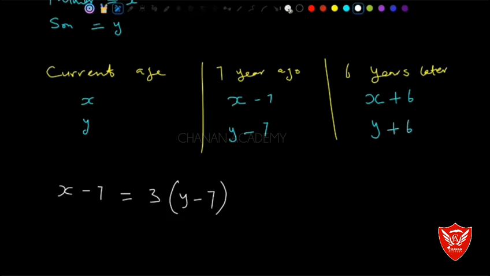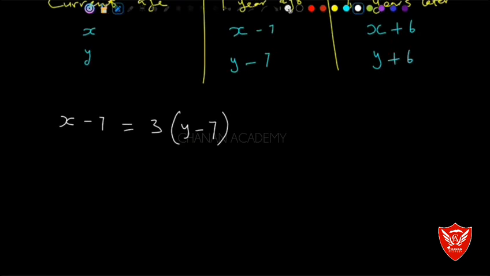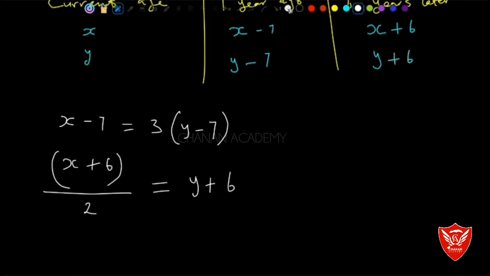So this is the first thing we were told from the question. Let's go back to read the next line. It says, but in 6 years' time, the age of the son will be half of that of his father. Okay, so now the father in 6 years' time will be x plus 6. However, the son is going to be half of this age, so we are going to say divide by 2, which will be equal to the son's age in 6 years' time, which is y plus 6. So these are the two equations we have.